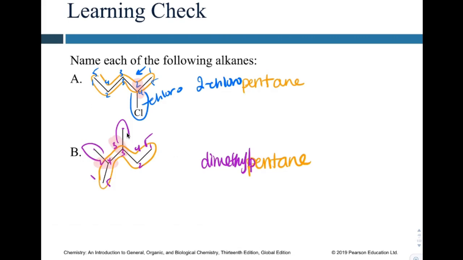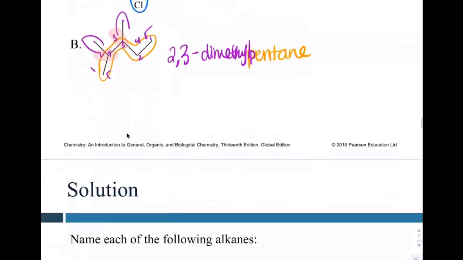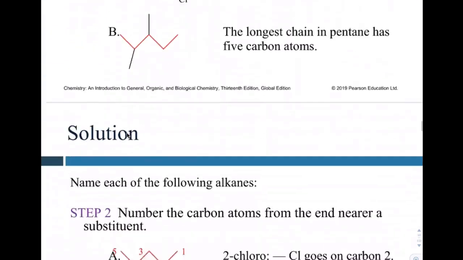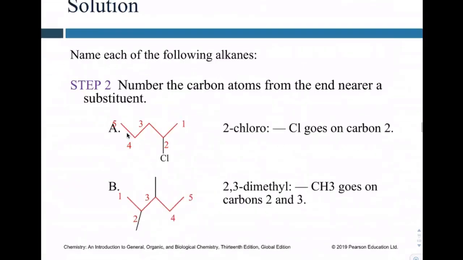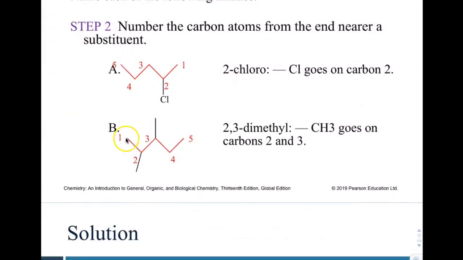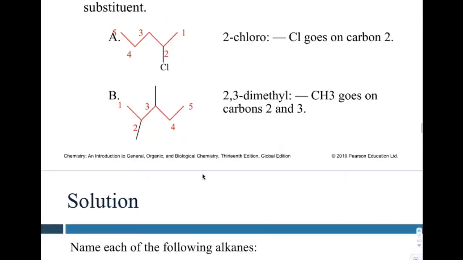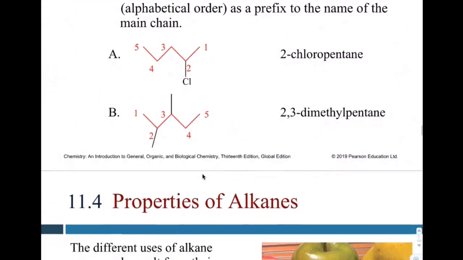Now, if you're going to say dimethyl, every methyl gets its own number. So we have to write 2,3-dimethyl. What if my methyls are on the same carbon? Then you write 2,2 or 3,3. Every group gets its own number. This is taking you through the whole thing. They've identified their main chain as this one, and I did this one. It doesn't matter, since it's the same name here.